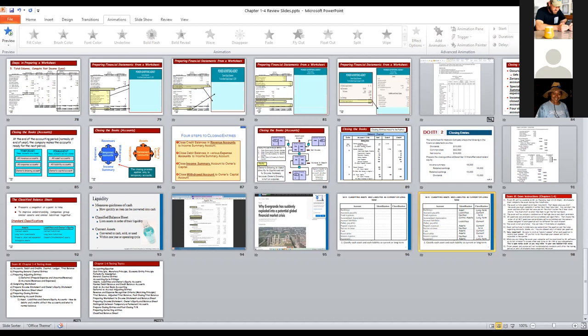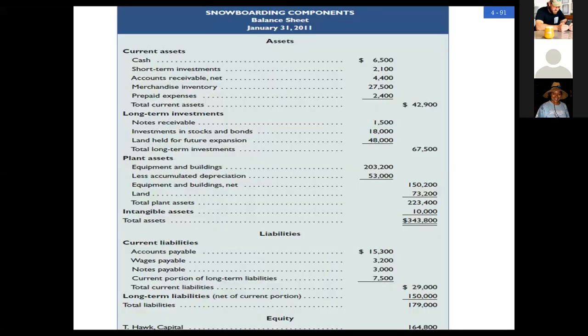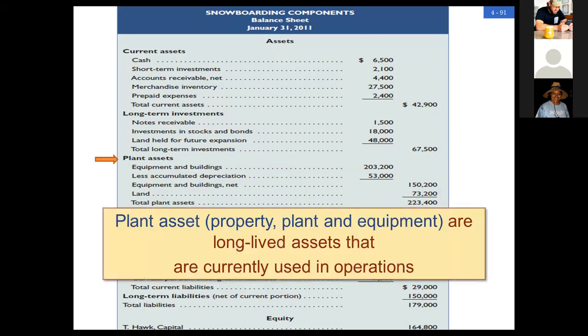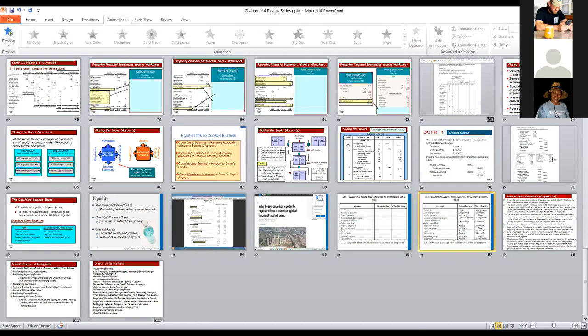Okay, back to your question. Let me pull up this slide. What is the difference between long-term investments and plant assets, or property, plant, and equipment? What you have to understand is the definition of property, plant, and equipment is this.